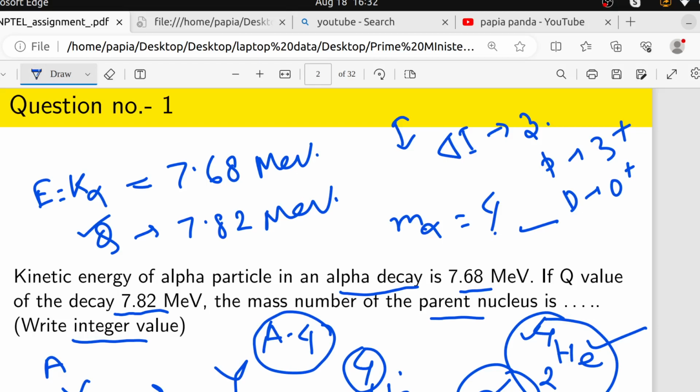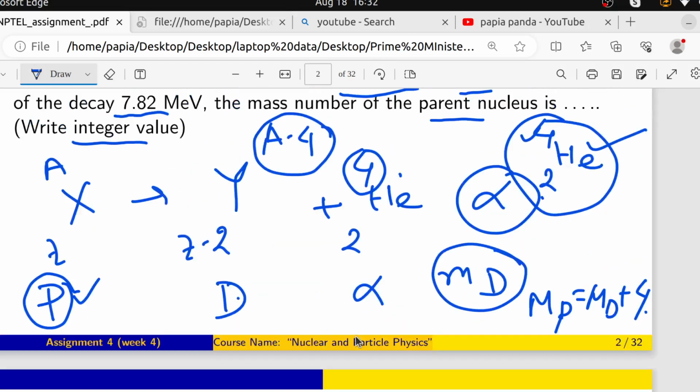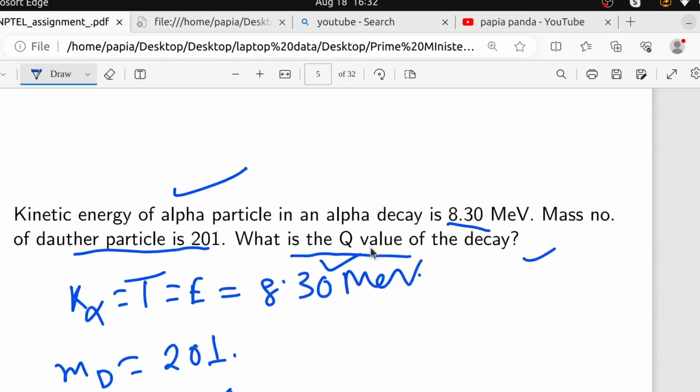Is it the correct question you are talking about? Yes, ma'am. It is assignment number 4, question number 5. Consider the beta decay: 26 Na in a 3 plus spin state converting to 26 Mg in a 0 plus spin state, and a beta minus particle is emitted. Beta minus does not have anything else mentioned, right? No, ma'am, they have not mentioned anything. Four options are given, ma'am: allowed Fermi, forbidden Fermi, allowed Gamow-Teller, forbidden Gamow-Teller.